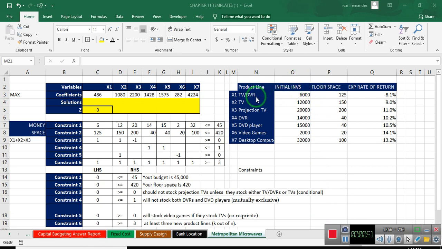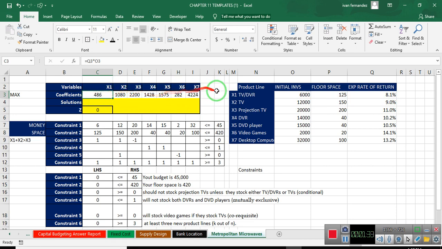We are told that TV, DVRs, we have seven products. Each of them has a different initial investment, a different floor space requirement, and a different return profit margin. When you go to create your solver, you need to calculate the profit for each of those products. And the way you do that is look at the formula: you multiply the initial investment times the rate of return. That gives you the profit. So that's what's going to go right into your solver, and you're going to do that for each of them.